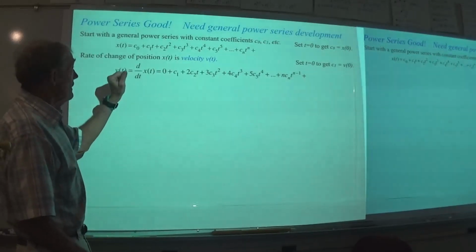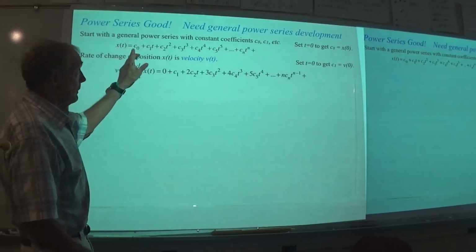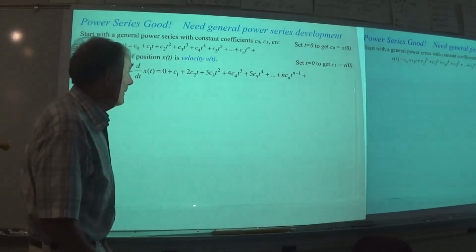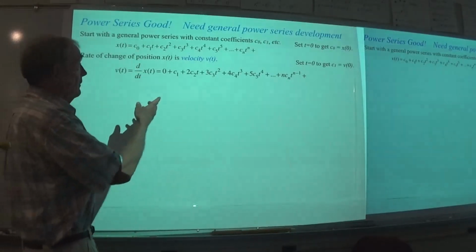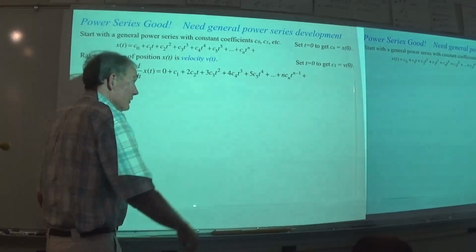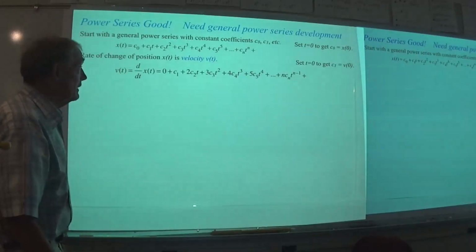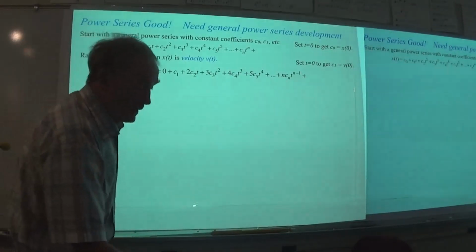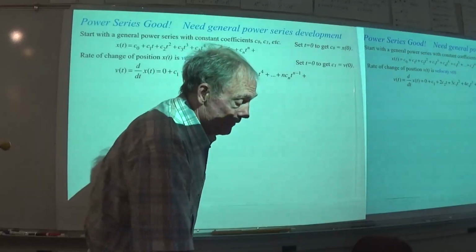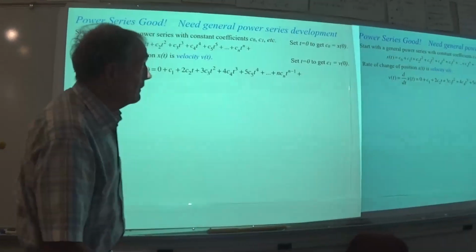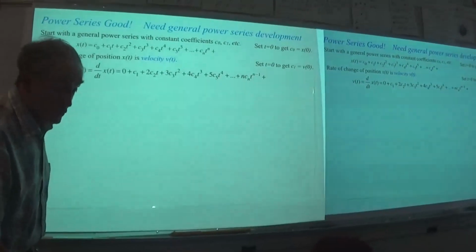Now, before I do that, let's just take a look at what we do when we take a first derivative of some function that we've expressed as a power series. Well, the exponents show up here as factors. That's just the first derivative of a power. And that goes on and on.